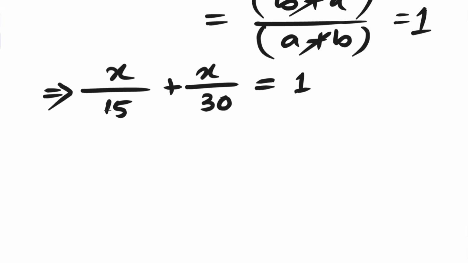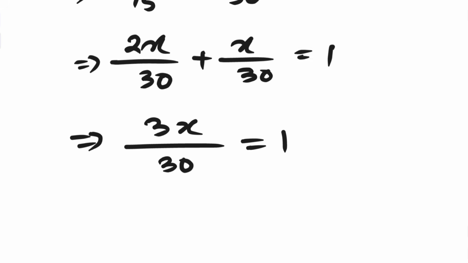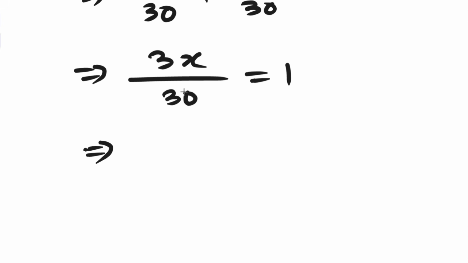Let's simplify the left-hand side carefully. The common denominator of 15 and 30 is 30. So, x divided by 15 can be rewritten as 2x divided by 30, because 15 multiplied by 2 gives 30. Therefore, we have 2x divided by 30 plus x divided by 30 equals 1. Since the denominators are the same, we can add the numerators. 2x plus x gives 3x, so we get 3x divided by 30 equals 1. Now, simplify by dividing both the numerator and denominator by 3. 30 divided by 3 is 10, so we get x divided by 10 equals 1.